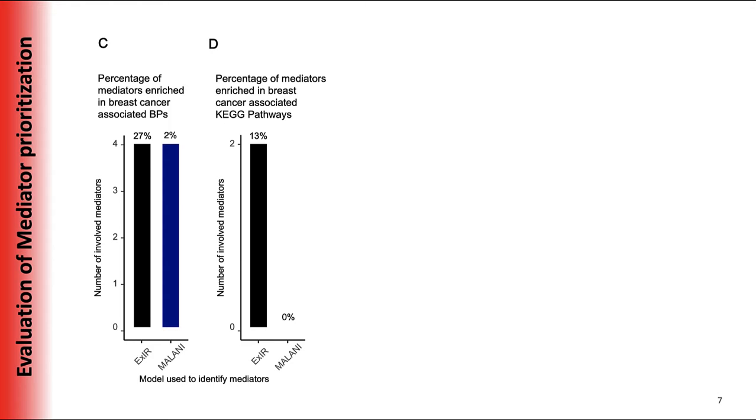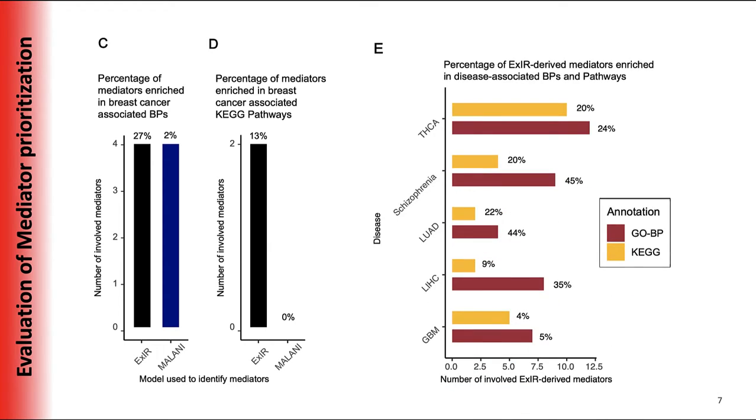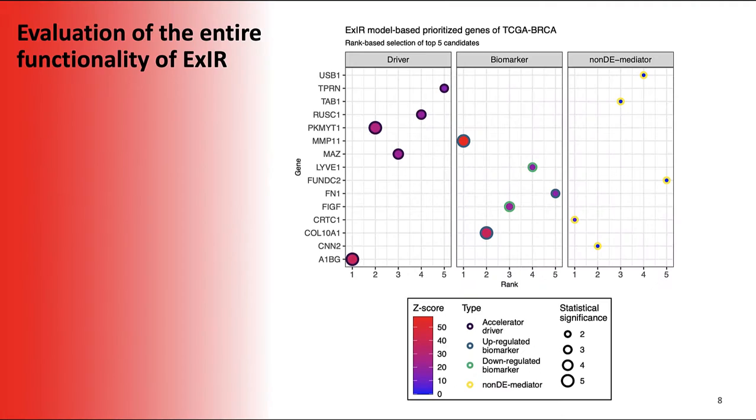Then we applied the same methodology on the other disease datasets, and this showed that a considerable proportion of ECCB-derived mediators are involved in the biological processes and pathways of the studied diseases. We also developed a function for the visualization of ECCB results. This figure illustrates the top 5 ECCB model-based prioritized genes of the Cancer Genome Atlas breast cancer dataset.